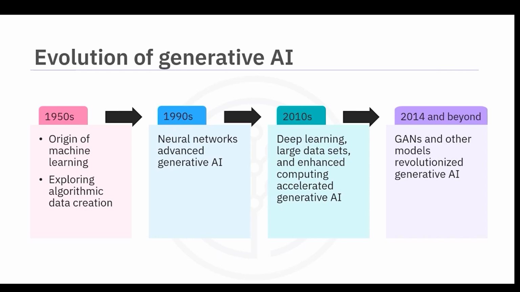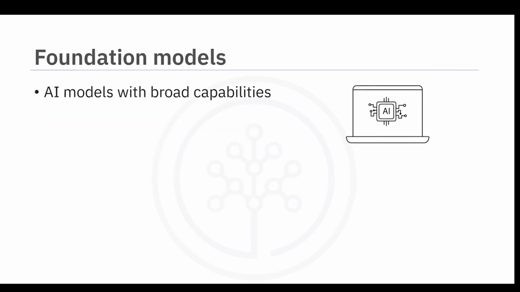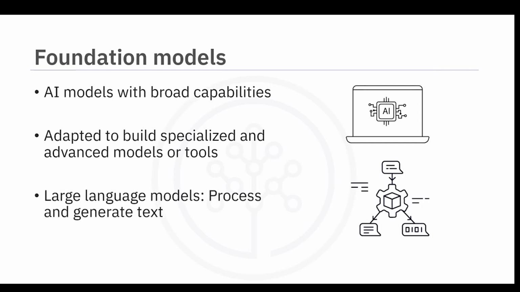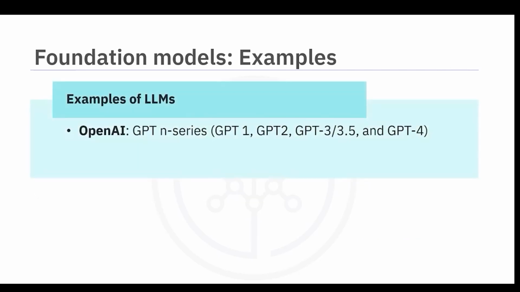GANs and other models such as VAEs and transformers set the stage for generative AI's growth and the development of foundational models and tools. Foundation models are AI models with broad capabilities that can be adapted to create more specialized models or tools for specific use cases. A specific category of foundation models, called large language models, or LLMs, are trained to understand human language and can process and generate text. In 2018, OpenAI introduced a transformer-based LLM called Generative Pre-trained Transformer, or GPT.